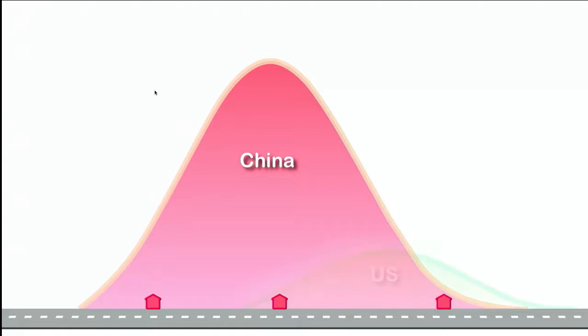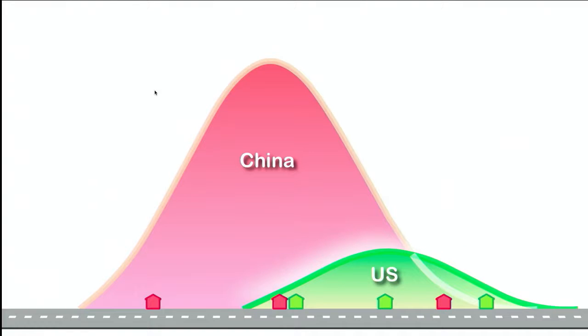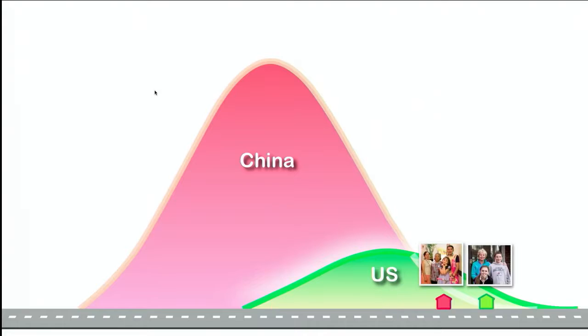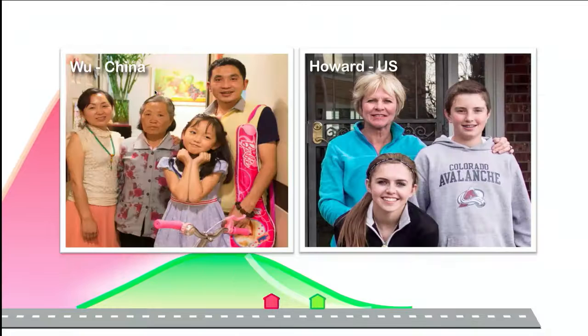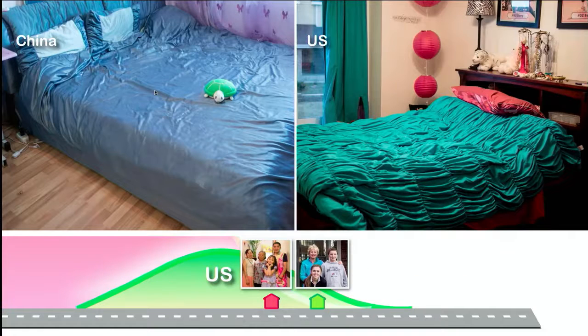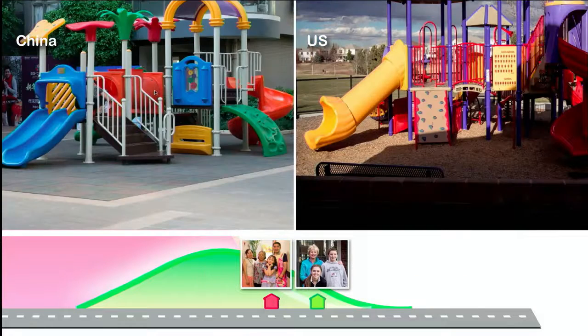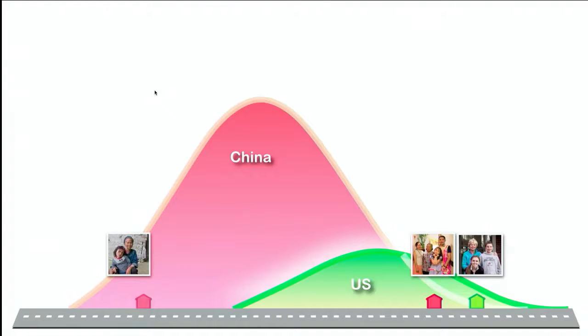But the cool part is actually when we start comparing across countries. So now we have China and US. We look at the 2 richest homes we saw so far, the Wus and the Howards, and we look at their bedrooms and their play structures. And as you can see, they have pretty similar play structures, and most likely it's because both are made in China, but it's very interesting to see how they have the same type of material, and we can do the same at the bottom.